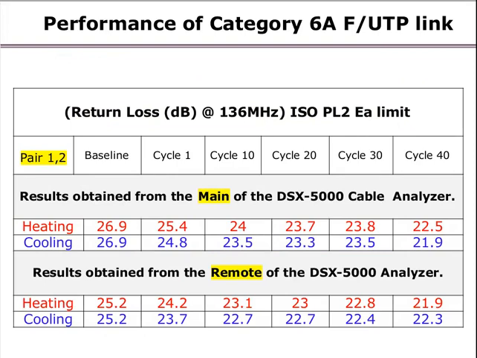We've seen the return loss margin results. We've also seen the return loss traces. Here are the actual values of return loss measured at 136 megahertz using the Class EA ISO limits, as shown on this slide. These results were obtained from the main and the remote side of the link using the cable analyzer, as can be seen from the baseline values on the left up to the values obtained at cycle 40. The result shows the reduction and the drift in the return loss performance of the permanent link as the portion of the cable was heated and cooled repeatedly.